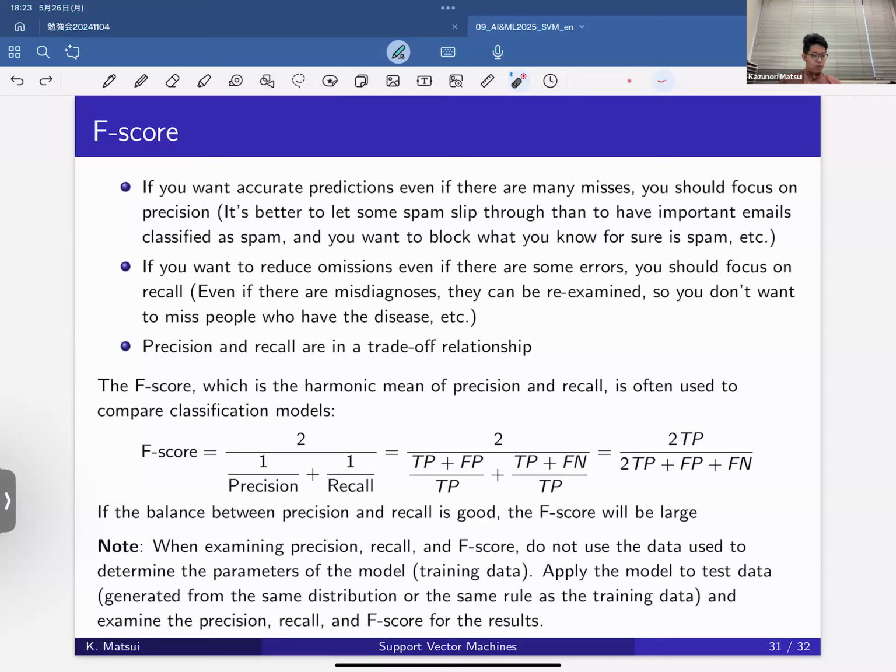Even so, there are cases where we want to balance both. In such cases, what is often used to compare classification models is the F-score, which is a harmonic mean of precision and recall. It is known that if precision and recall are good, the F-score becomes large. The harmonic mean is when we take the reciprocal of them and divide by 2. When we calculate this, it becomes like this.